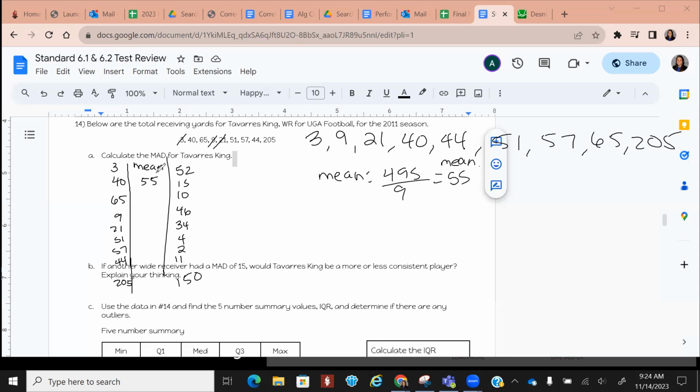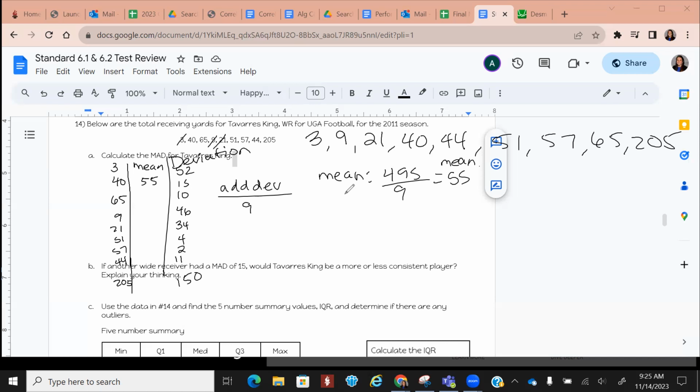Okay, so all I've done was find the deviation. I took these numbers, which are from this list, and subtracted the mean. And these are the numbers that I got. I ignored the fact that there is a negative number. Now we're going to add up the deviations and divide by how many numbers there are.